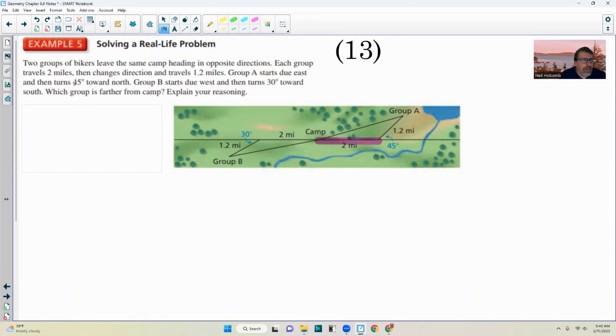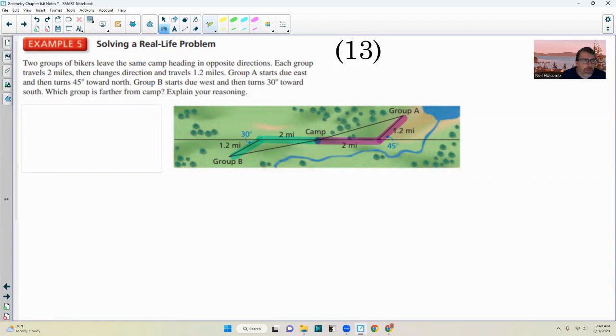Group A starts due east and then turns 45 degrees and goes another 1.2 miles. The other group left the camp and went 2 miles due west, turned 30 degrees and went in a southerly direction. So that's what we're talking about here. Which group is farther from the camp?